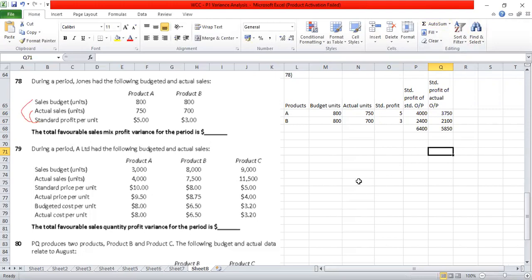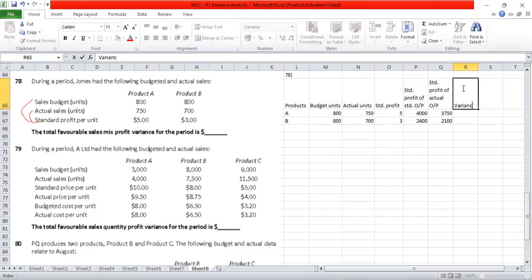Find out the difference. The standard profit of standard output is given. The standard profit of actual output is also given. The difference between these two... I'm sorry about it. We have to find out the variance individually.